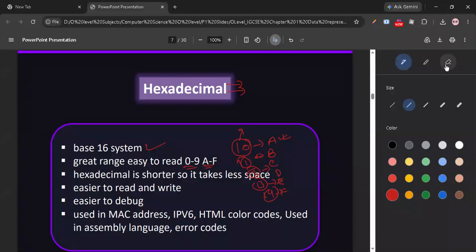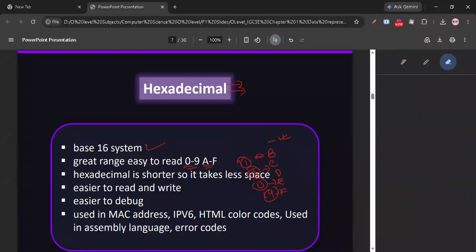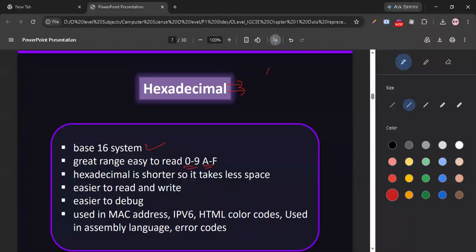Wait, I think I made a mistake. My bad, let me do it again. One second. Over here, let's write it. You must write it too if you want to. A is 10, B is 11, C is 12, D is 13, E is 14, and F is 15. So these are the things.